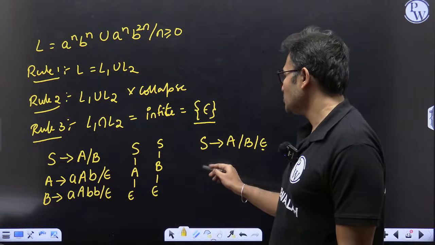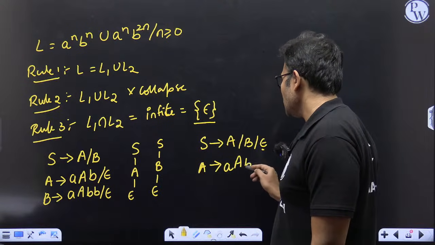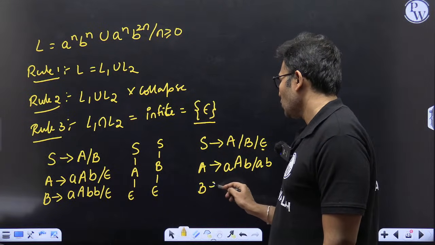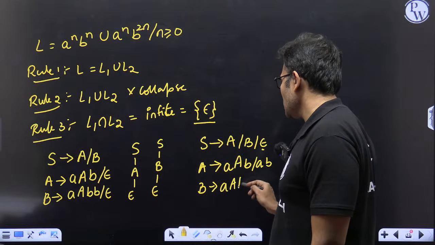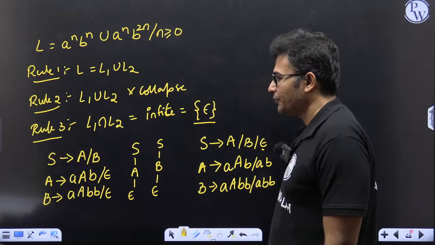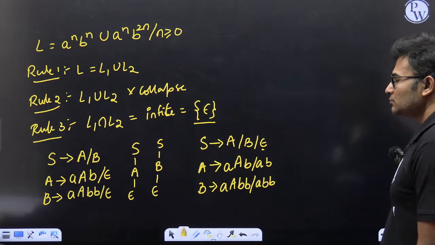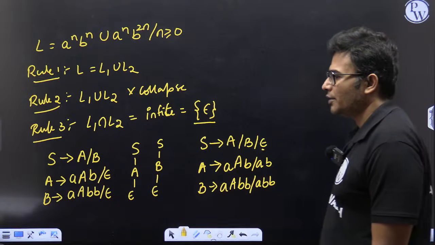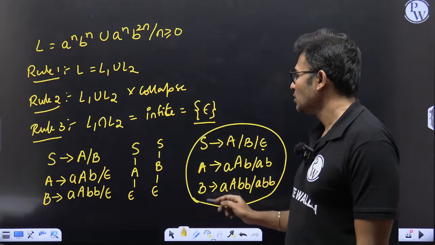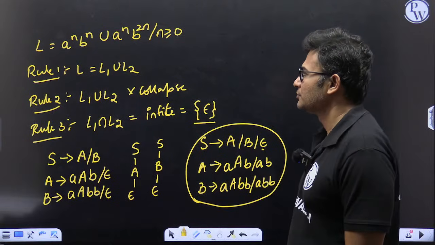Now from A remove epsilon. So what it will become is AAB or AB, and from B remove epsilon. What will happen is AB, AABB or ABB. So this is unambiguous. So this language is unambiguous language.